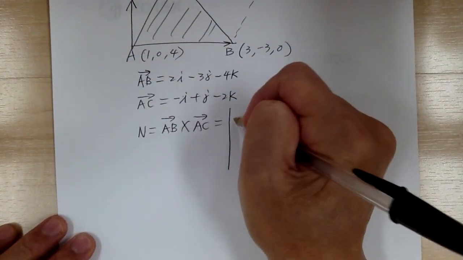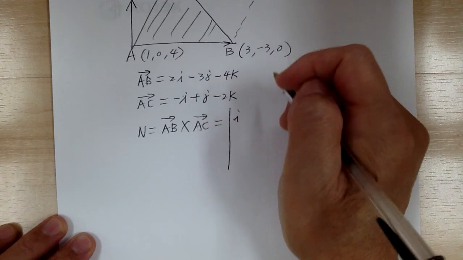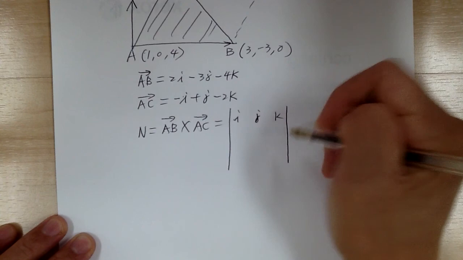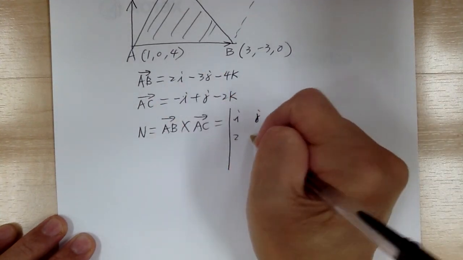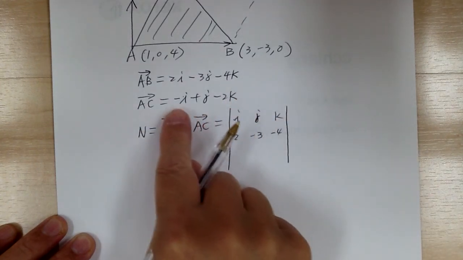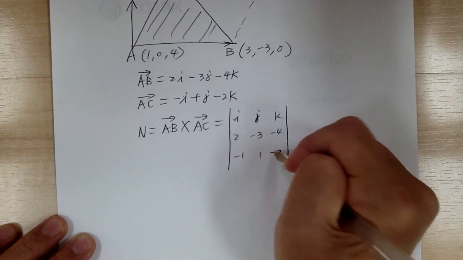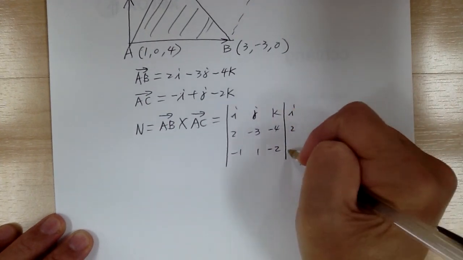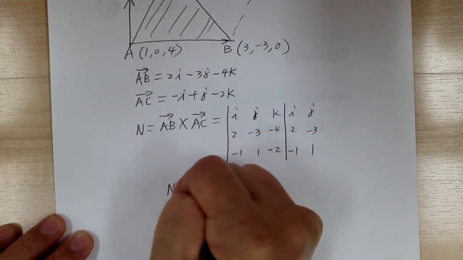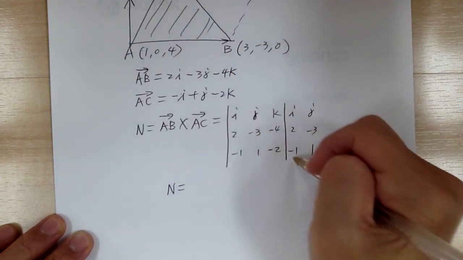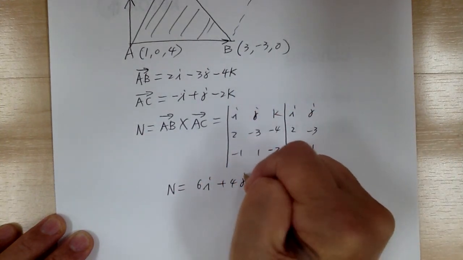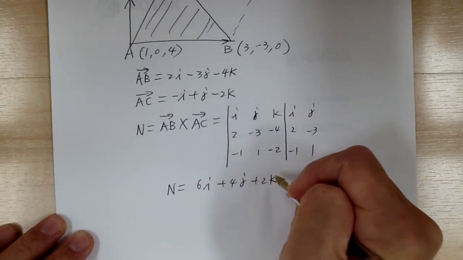And this is going to be equal to, you can get your cross product ready. So AB is going to be 2, negative 3, negative 4. And the AC is negative 1, 1, negative 2. So copy the first two columns. So your normal is going to be, again, do the diagonal, so it will be 6i. And this would be plus 4j plus 2k.